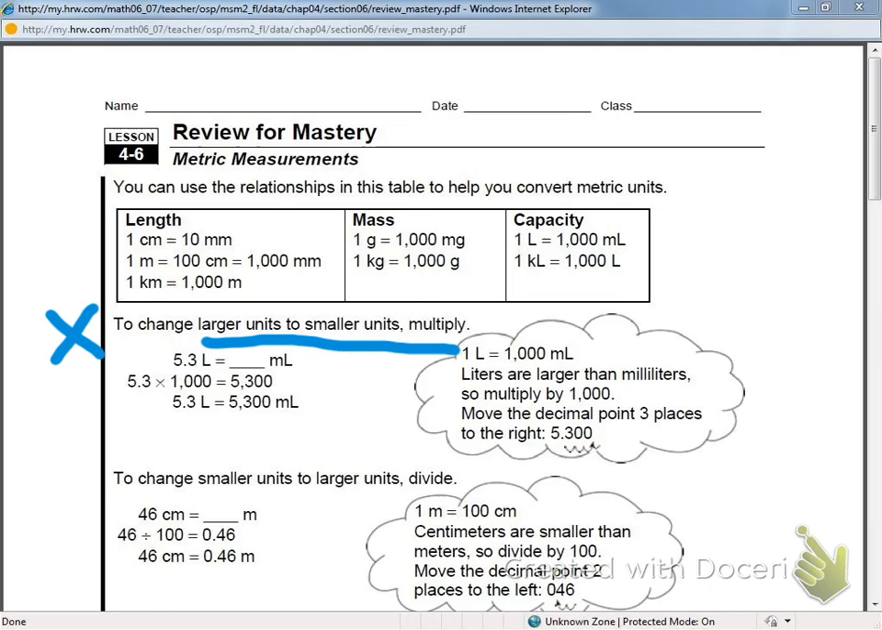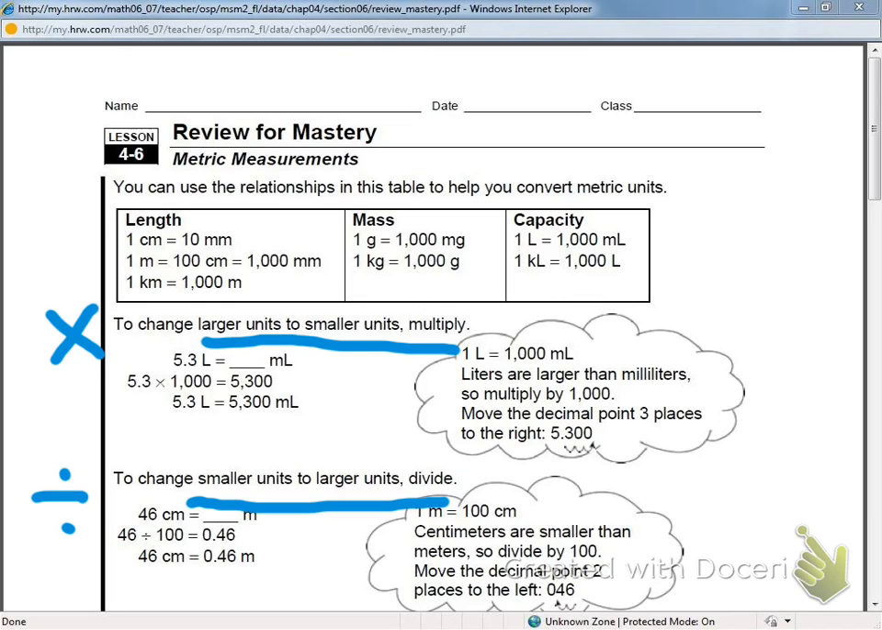Excellent, we're doing that again. And to change smaller units to larger units, we have to divide. So they had an example here. Liters are large, milliliters are small. So we had to multiply times 1,000. Centimeters are small, meters are large, so we had to divide by 100. I'd like you to write this at the top of your paper. If you haven't learned this, this may be new information.